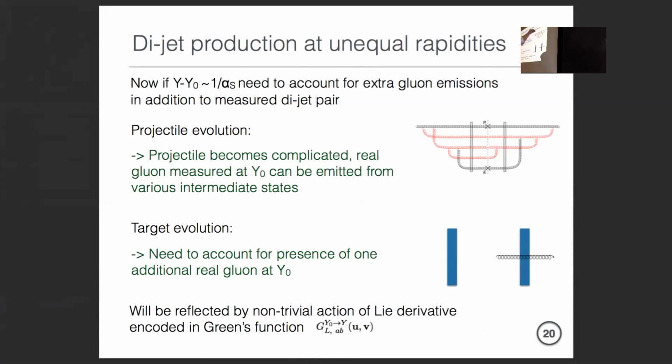But if you now want to think of this as evolution up from the nucleus, then in addition to accounting for the inclusive color field of the target shock wave, you also have to account for the inclusive gluon field plus an additional gluon in there, which you require to be present at the original rapidity scale. So either way you see it, it will be accounted for by this Green's function.